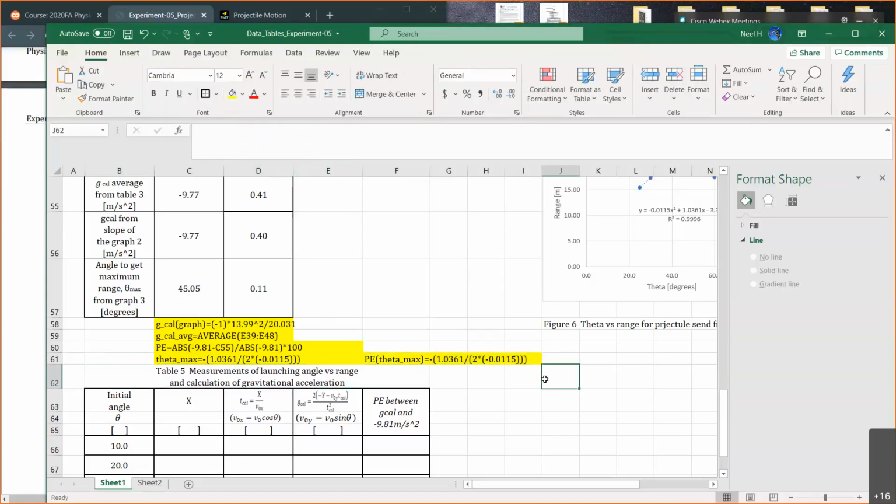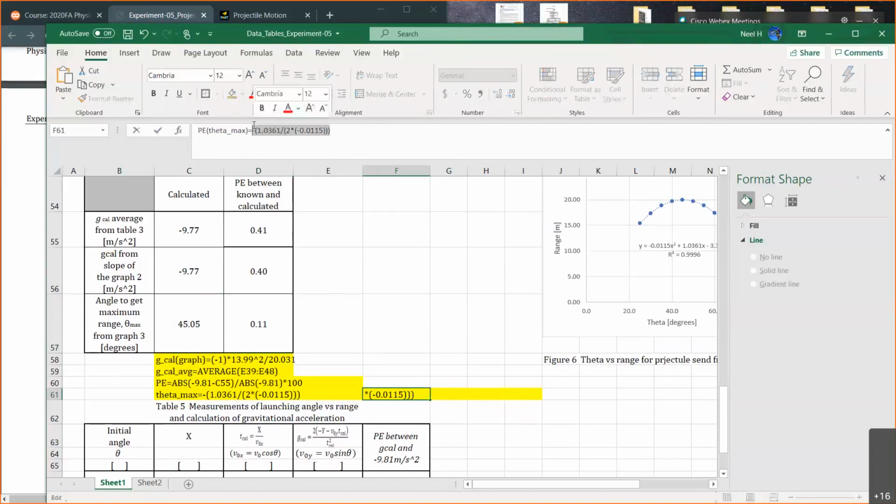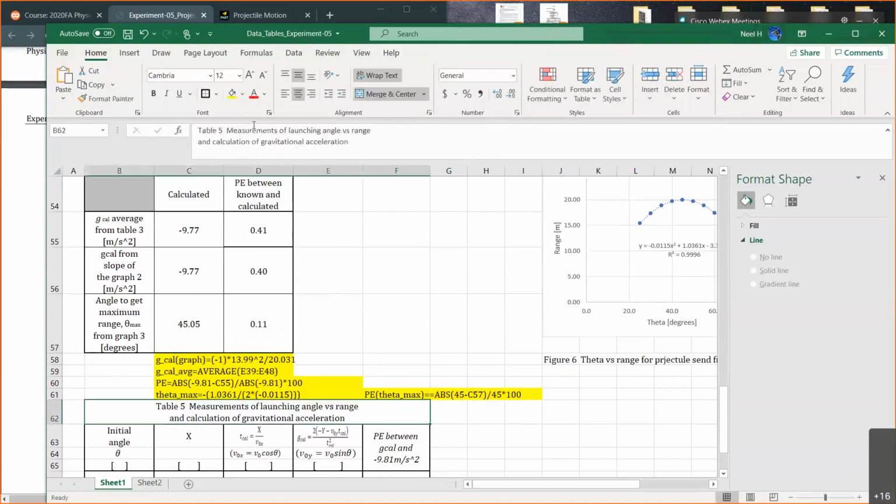All right, any other question? Professor, can you click on the percentage error? I think you put the same one, the theta max. This is theta max, D cell number 57. Oh, you were asking, I put the same command. Oh, yeah. I think I did not copy that. Let's see. Yep. Let's copy that here. Okay, now it's good.